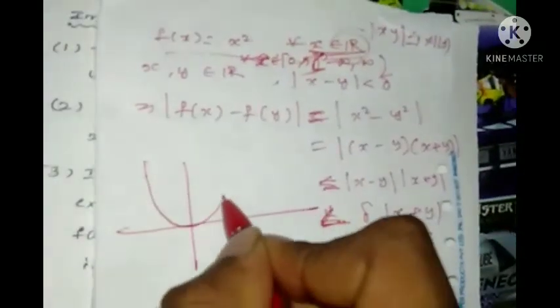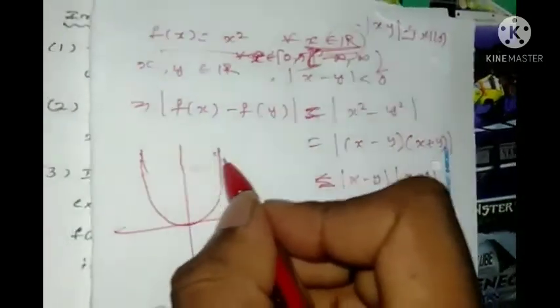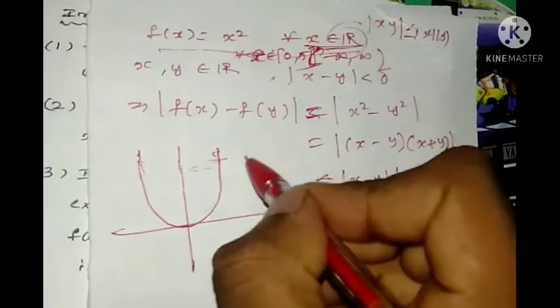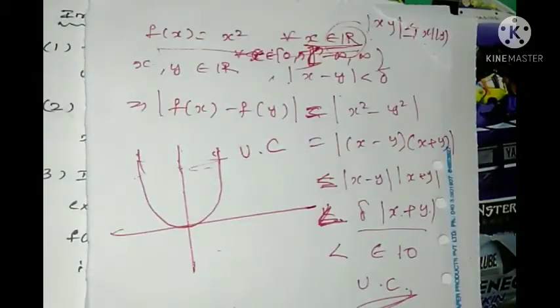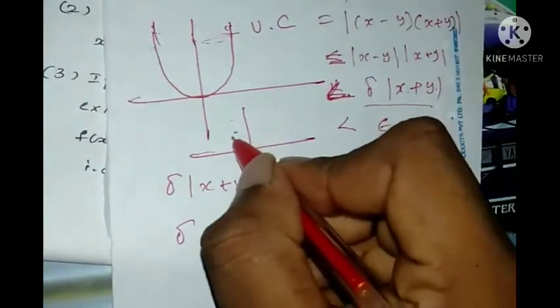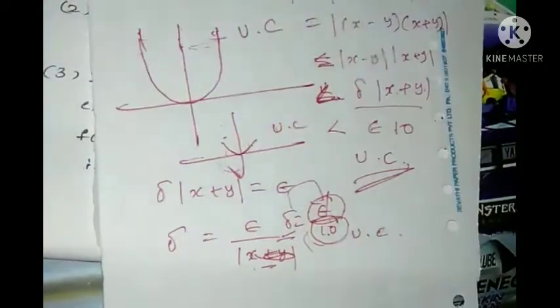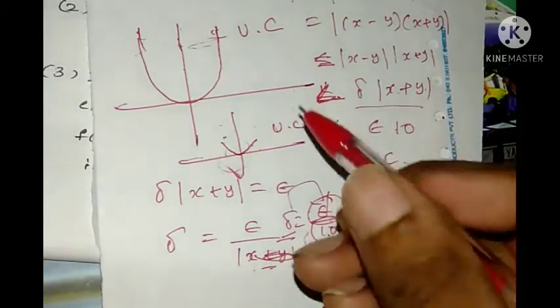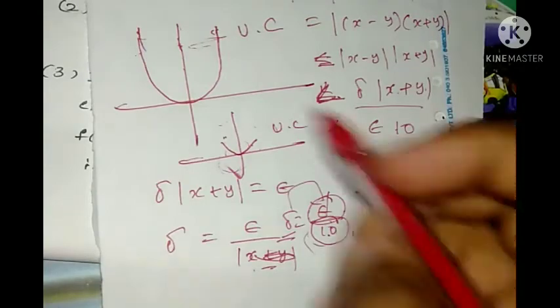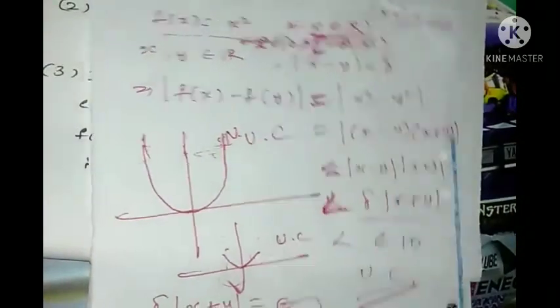We take the graph of x squared, yes or no? This line is parallel to the y-axis, so we say that this is not uniformly continuous. Suppose we restrict this domain, suppose we take this domain like this, then we say that this is uniformly continuous. This is not parallel to the y-axis. When we restrict the domain, we say that this is uniformly continuous. On the domain R, this is parallel, so this is not uniformly continuous.